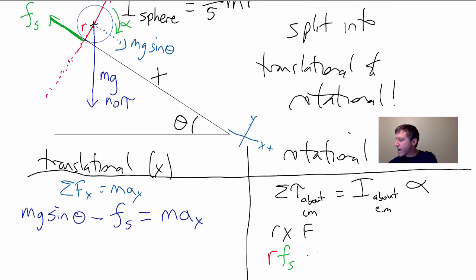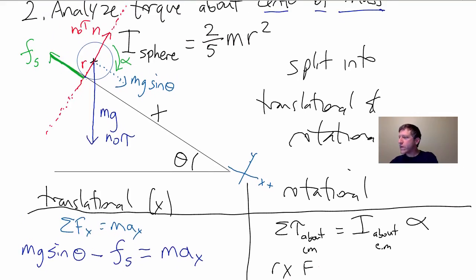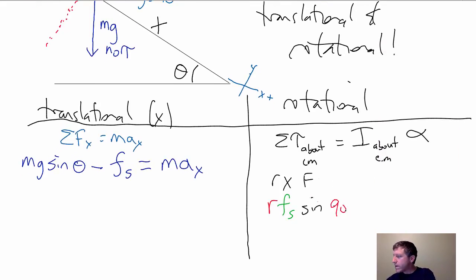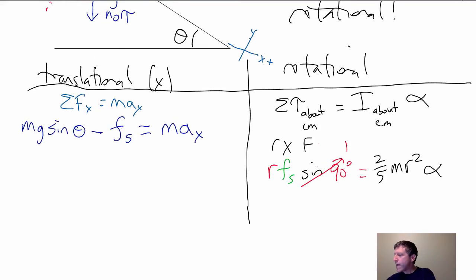Now let's look at the sine of the angle between them, sine of theta. What is the angle between R and F? We've got to put them tail to tail to figure that out. Here's R, here's F. If you put them tail to tail, it's still going to be 90 degrees. So that is going to be 90 degrees, and that just goes away. That's 1. So R times Fs equals I about the center of mass, which was already given to us. That is 2/5 mr squared for a sphere, which would have to be given to you, times alpha. So I'm just going to neaten this up a little bit and get our other equation. R times Fs equals 2/5 mr squared times alpha.